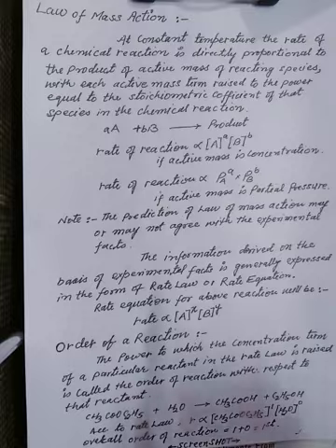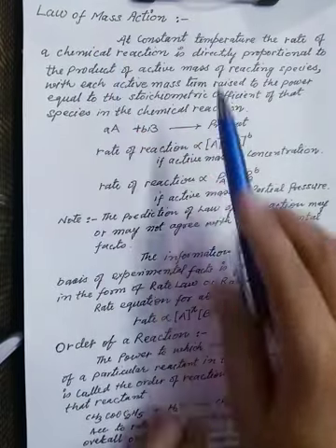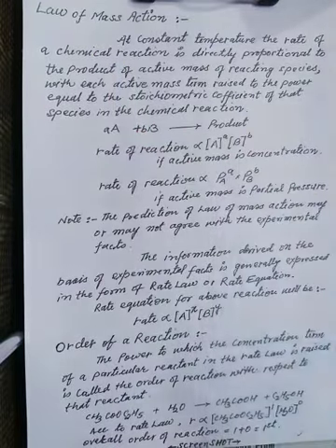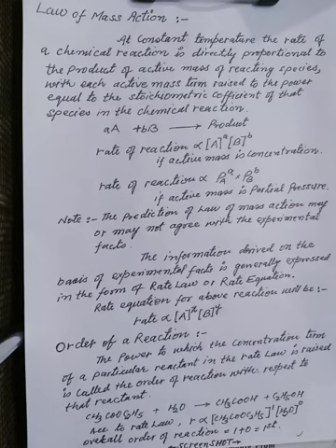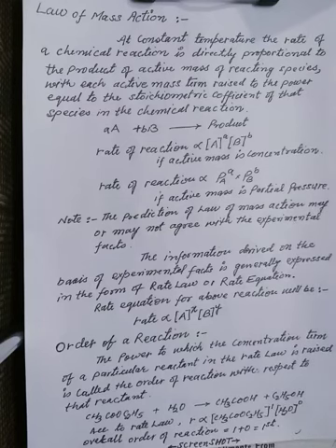Now, according to the law of mass action, at constant temperature, the rate of a chemical reaction is directly proportional to the product of active mass of reacting species, with each active mass term raised to the power equal to the stoichiometric coefficient of that species in the chemical reaction.